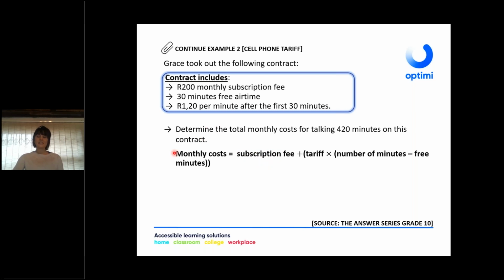So from the information, this is the formula that we gathered, and over here we are going to substitute the information we have. The subscription fee is 200 rand, and we add the tariff multiplied by the number of calls that she made. Now, once again, extremely important that you remember to subtract the 30 free minutes that she gets. If we continue with this calculation, you will gather that she is only going to be paying for 390 minutes worth of calls. So if you put that entire equation into your calculator, you will get a final answer of 668 rand. Therefore, the subscription fee as well as the total of minutes that you will be paying for is going to add up to 668 rand.